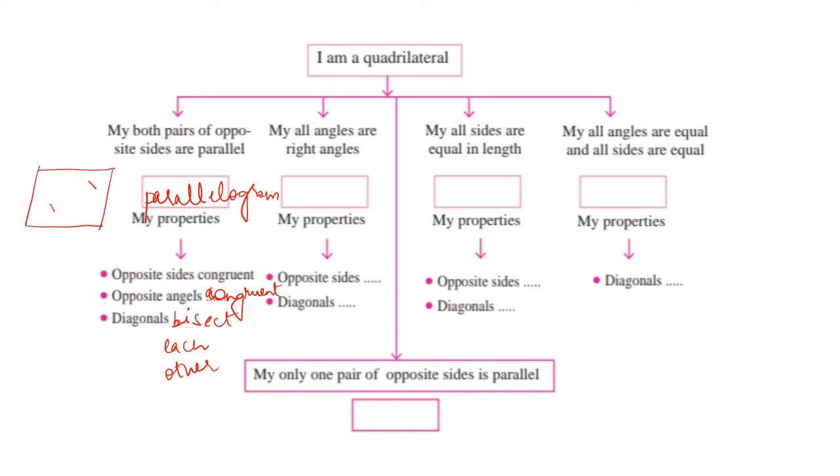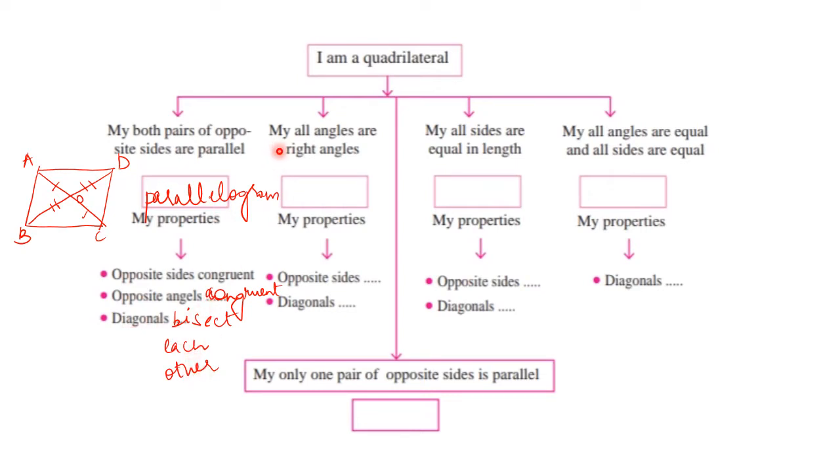If this is parallelogram ABCD, and the diagonals bisect each other at O, then AO is equal to OC and BO is equal to OD. That is about the diagonals. So when both pairs of opposite sides of a quadrilateral are parallel and congruent, we say that it is a parallelogram. Their opposite angles are congruent and their diagonals bisect each other.